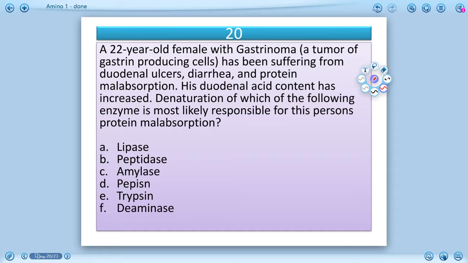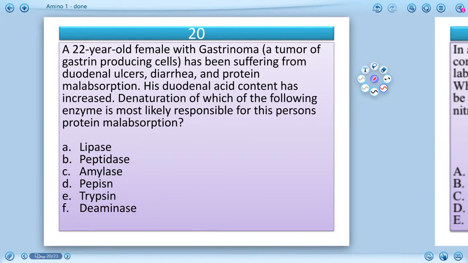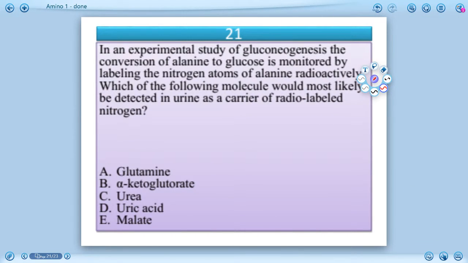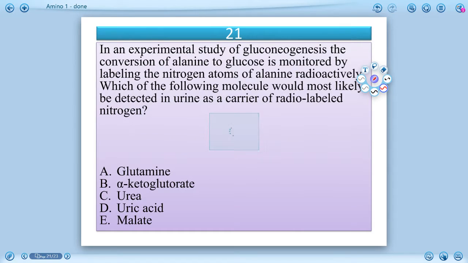Okay, so why trypsin is the most important one amongst the pancreatic enzymes. So that's what they're asking about. But as I said, don't worry about that. You will see this one, maybe you should know.